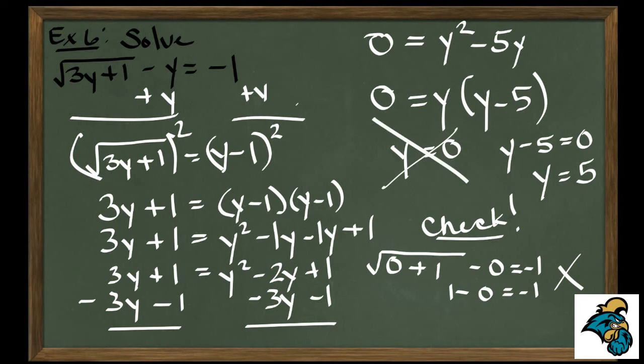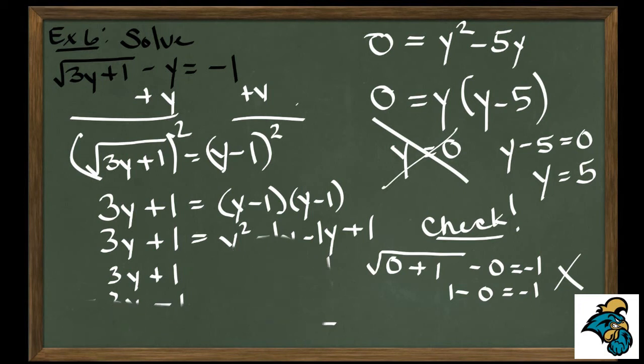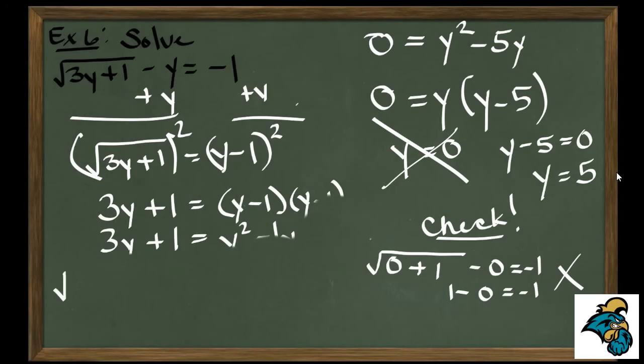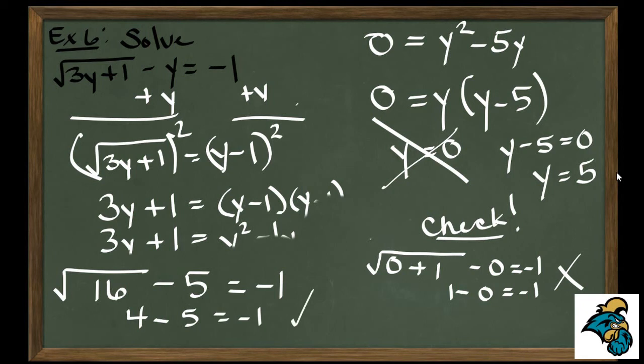Okay? Let me erase so I have a little bit more room over here. So I can check y equals 5. When I plug in y equals 5, I get the square root of 15 plus 1, which is the square root of 16, minus 5, and I want to know if that's equal to negative 1. The square root of 16 is 4. 4 minus 5 is indeed equal to negative 1. So my solution is y equals 5.